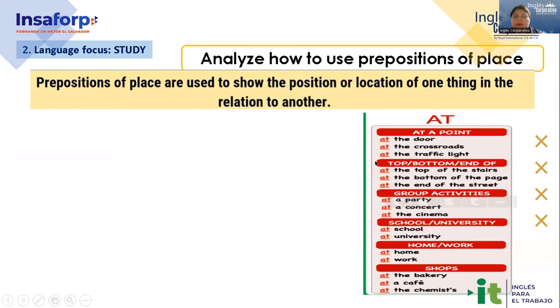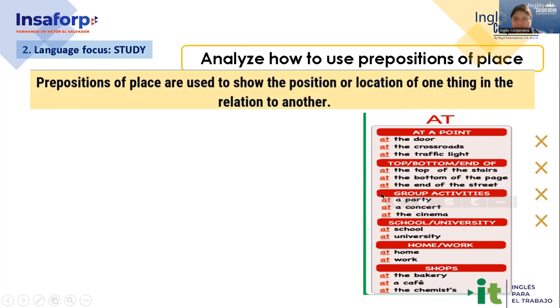Top, bottom, and end of. At the top of the page, at the bottom of the page, at the end of the street. Entonces ahí tenemos algunas palabras con las cuales utilizamos at. So these are fixed expressions. At the top, arriba de, at the bottom, abajo de, and at the end of, al final de.